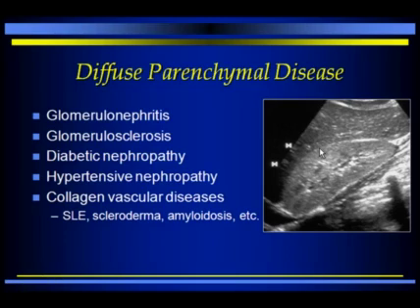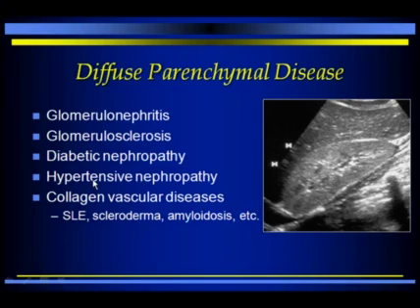And there are many causes that one can see for increased renal echogenicity. We list a few here. Glomerulonephritis early on can cause a hypoechoic kidney and a large kidney, but later on can cause a bright kidney. Glomerulosclerosis, sclerosis in the glomeruli, can be associated with increased echogenicity, and this is often a result of diabetic nephropathy, which in the long term can cause glomerulosclerosis.